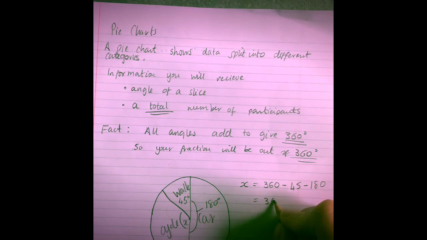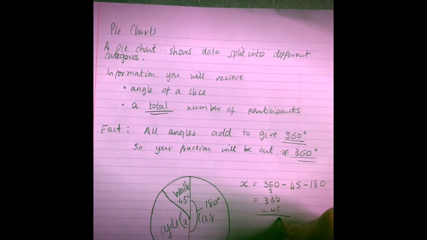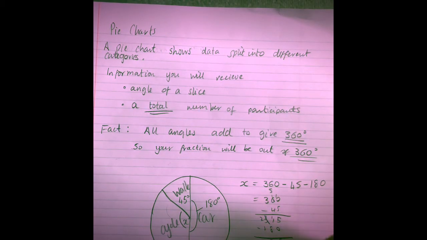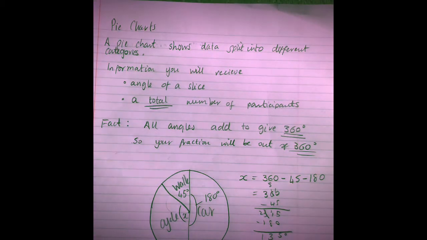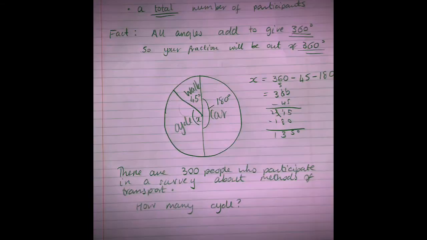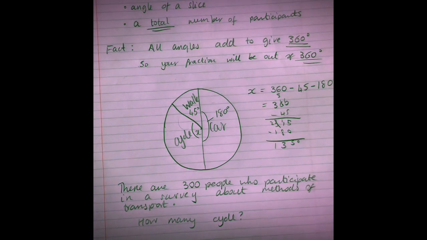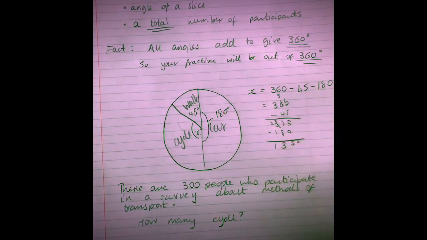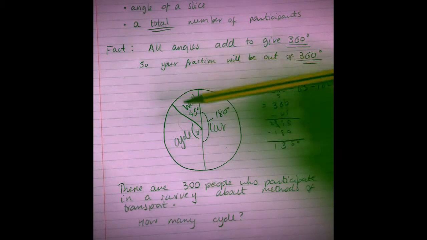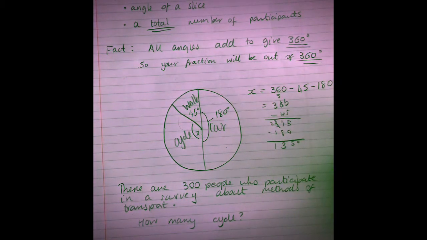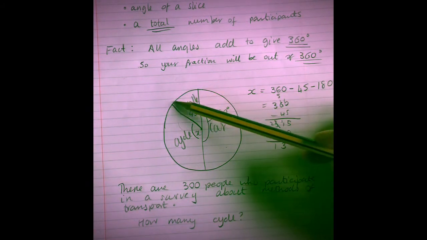First of all, we're going to do 360 minus 45, and what you find is you get 315, and from that we'll need to take away the 180, and then we get a final answer of 135 for that. Okay, so the questions they're going to ask you basically are, how many people have chosen this? Or this? They're just going to ask you to see how many people chose a segment of the circle.